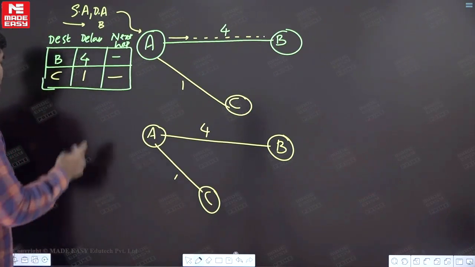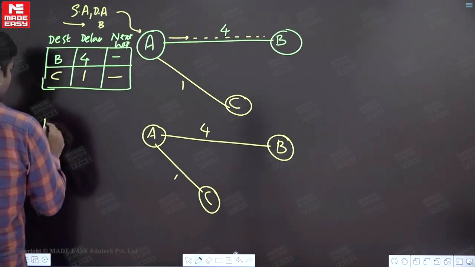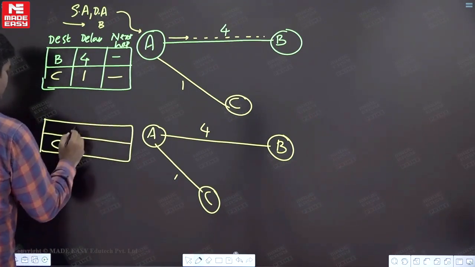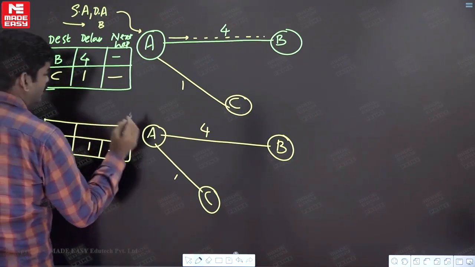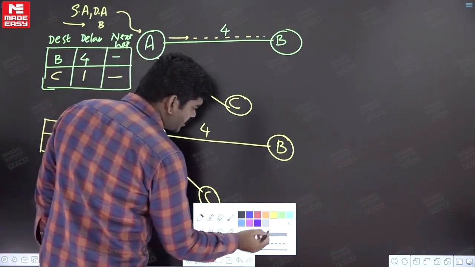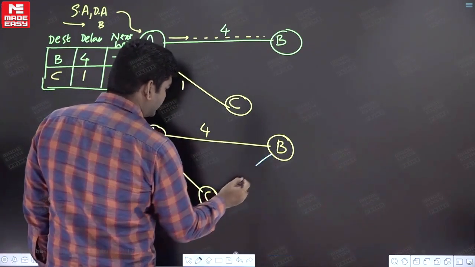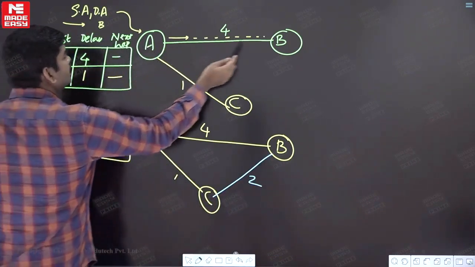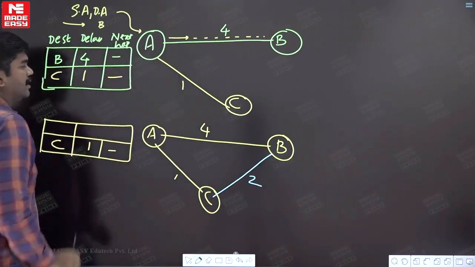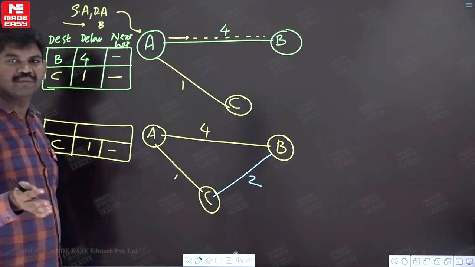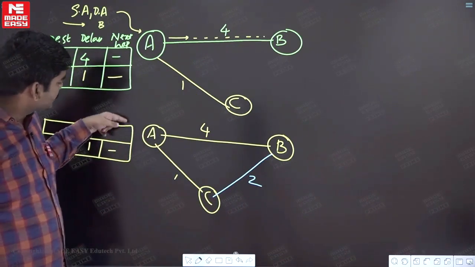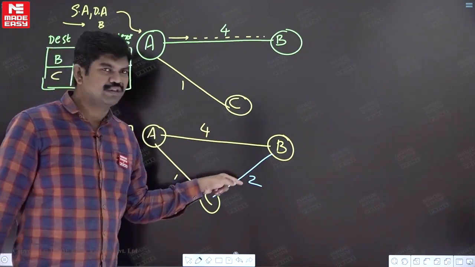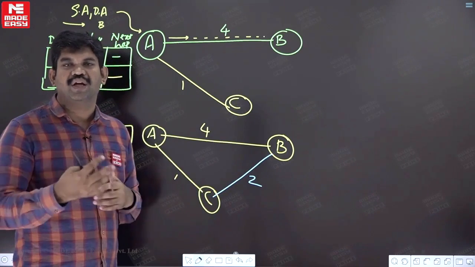Now see the logic. The point is the table is the previous case. Here what is the table? C and 1. And suppose after some time it is connected like this with 2 units. So whatever you think, A to B which is 4 units, is it correct? Logically it might be correct, but if you observe with common sense, there is some other alternate path from A to B, 1 plus 2 is 3 which is smaller. So you have to update that.